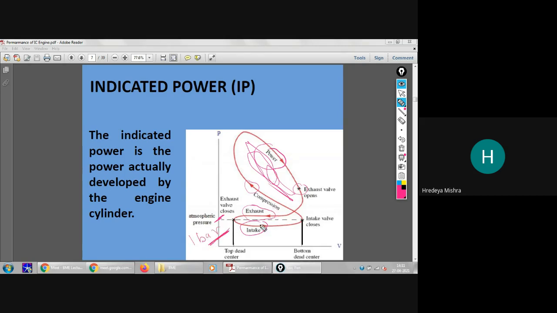Okay. So intake starts at atmospheric pressure, and then it goes for the compression. After that, the power stroke is generated. So this is your PV diagram, the actual PV diagram. The indicated power is the power actually developed by the engine during the power stroke.